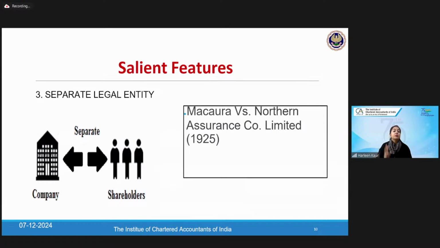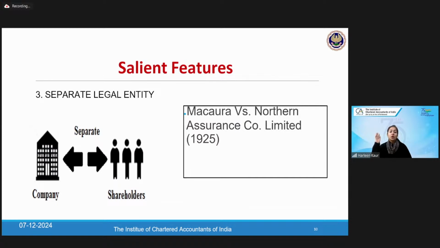Now coming to the third very important feature, that is separate legal entity. So the company is separate and the members who have formed the company are separate. Company, 3 members, A, B, C, they are the shareholders, and the company they have formed is separate from each other.